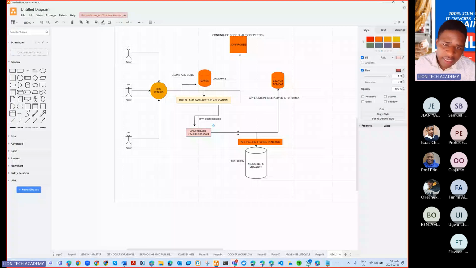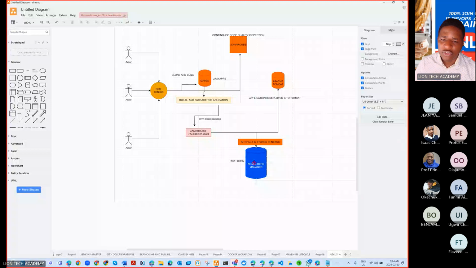Why? Because if I build this artifact and it stays on my machine, what happens if my machine is down tomorrow? It means that the company has lost its application. Why? Because it will be very difficult for us to recover this application. This is where Nexus comes in.